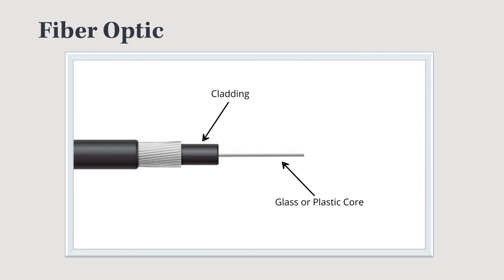And then another type of cable that you are going to be responsible for knowing about is the fiber optic cable. Now the fiber optic cable is going to have a glass or plastic fiber or core that runs down the middle of it, and then it's going to have a sort of cladding on the outside. The glass or plastic actually will transmit light.